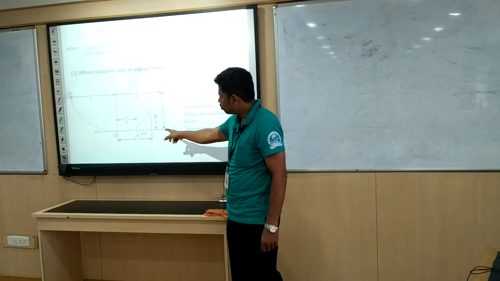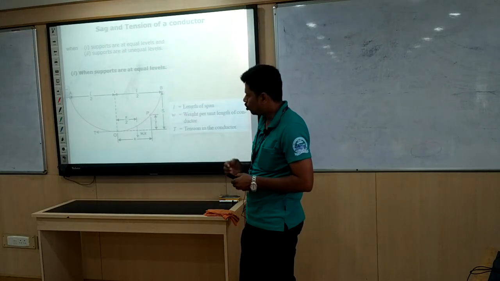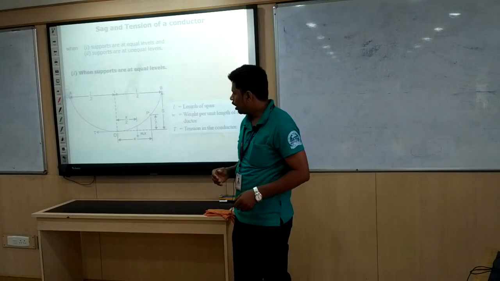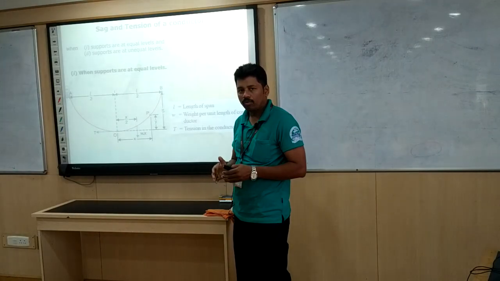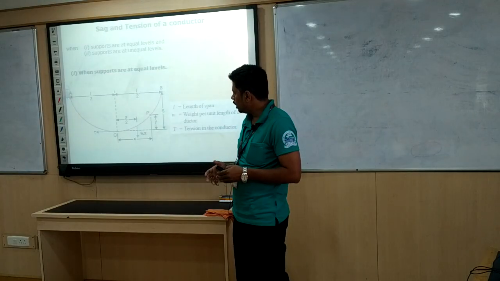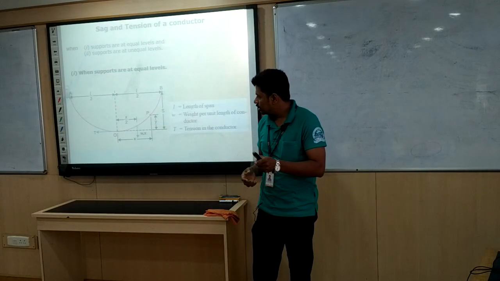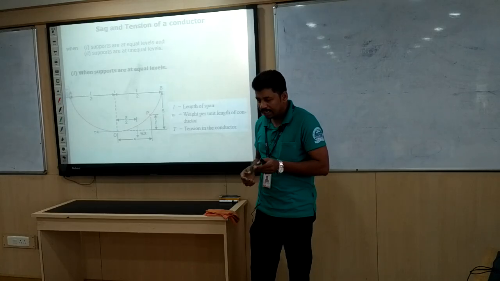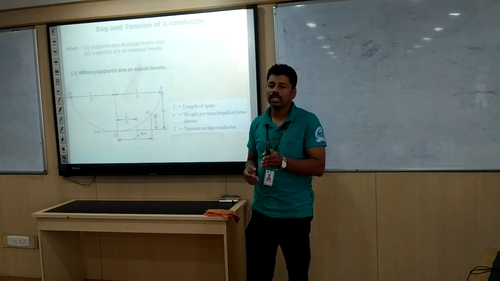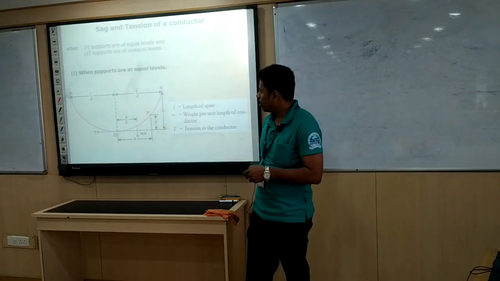We assume that there is a small portion P. P is the operating point, where at that point two forces are acting. One acts vertically, the other acts horizontally. The vertical force is the weight, W into X, which is acting at a distance of x by 2, and there is a tangential force which is acting tangentially, at a distance of y from the operating point P.